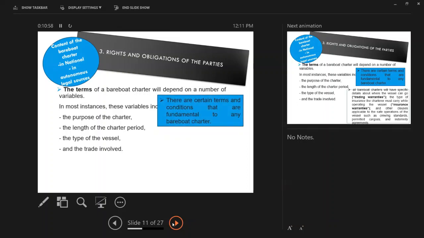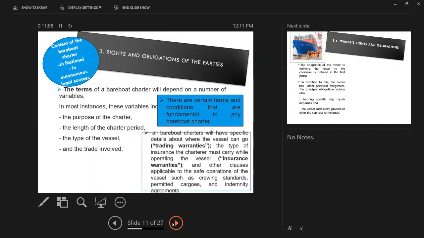And I have to say that there are certain conditions and terms that are fundamental for every bareboat charter. For example, all bareboat charters will have specific details about where the vessel can go. So I'm talking about trading warranties. Also, all bareboat charters will have specific details about the type of insurance the charterers must carry while operating the vessel. So I'm talking about insurance warranties. Also, bareboat charters will have other clauses applicable to safe operations of the vessel, such as crewing standards, permitted cargoes, and indemnity agreement as well. So this is what makes this contract special.